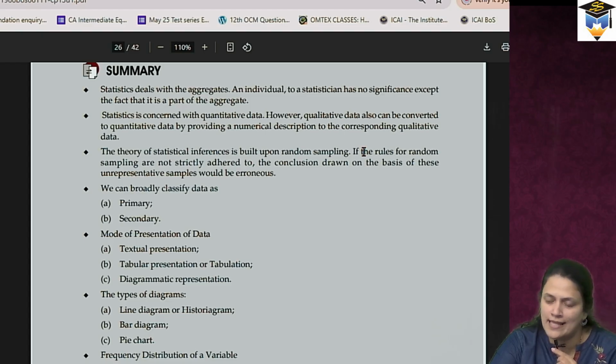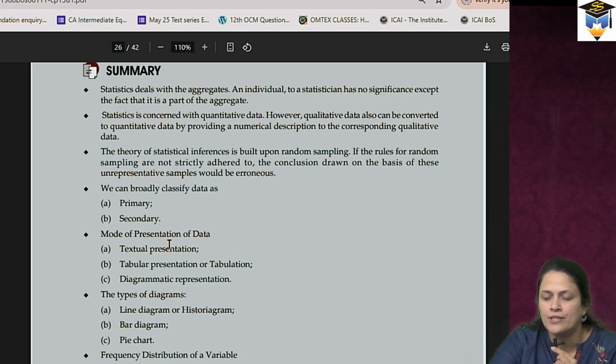Next, theory of statistical inference is built upon random sampling. I've told you what is a sample. If the rules for random sampling are not strictly adhered to, the conclusion drawn on the basis of these unrepresentative samples would be erroneous. There will be an error in the samples. We can broadly classify data as primary data, secondary data.